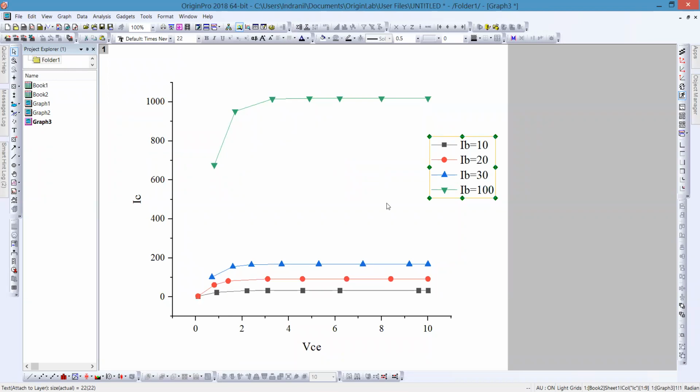So that is why there will be changes, and depending on that, you can say there will be three operating regions. One is the cutoff region: below the minimum value of IB there will be almost zero current, or you can say no current, so that is the cutoff region. This one is the saturation region, and for this nonlinear increasing part, you can say the active region.